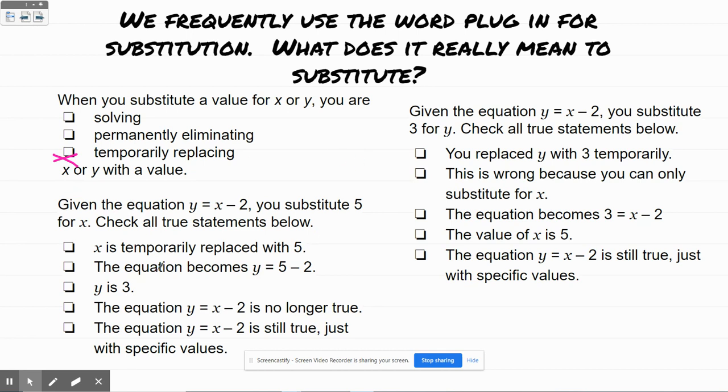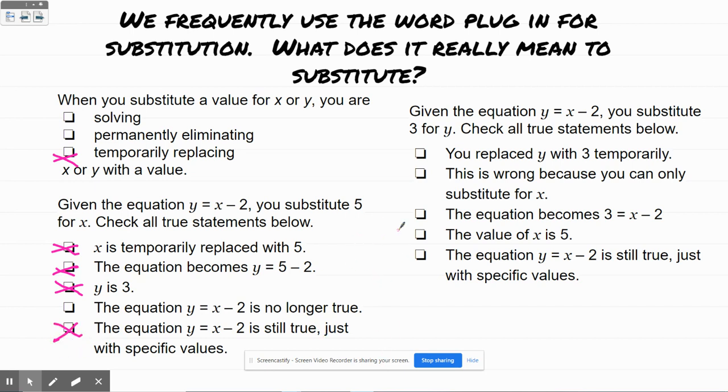Given the equation y equals x minus 2, you substitute 5 for x. So if I substitute 5 for x, what will happen here? X will temporarily be replaced with 5. True, because it doesn't always be 5, but right now we're doing that. The equation would then become y equals 5 minus 2. That's true. And that would make y equal to 3. Also true. Is this equation no longer true? No, it's still true. We just substituted 5 there. It just has a specific value assigned to it, and that's also correct.